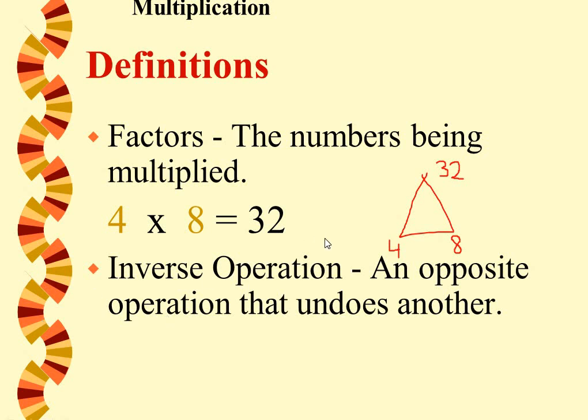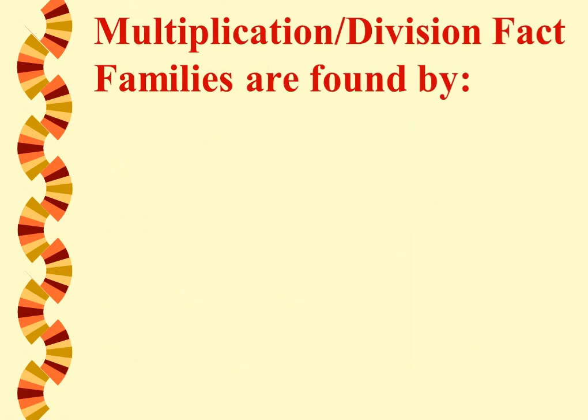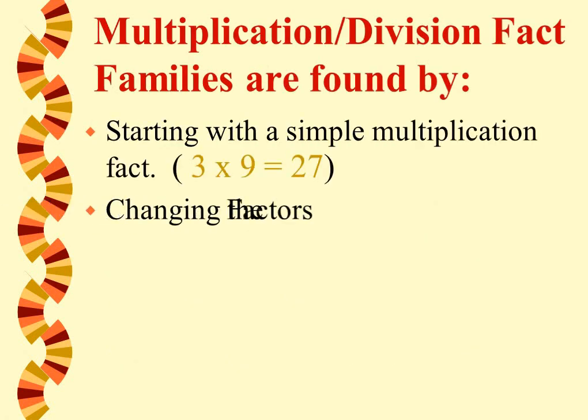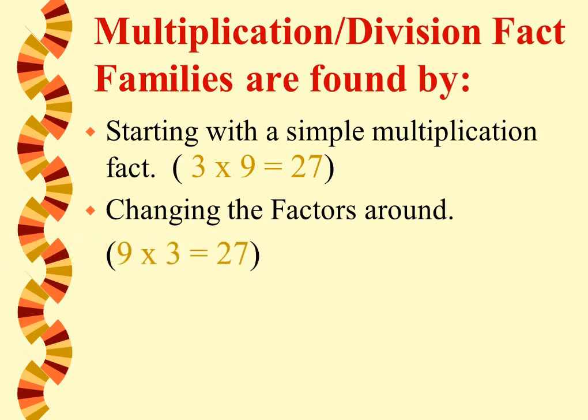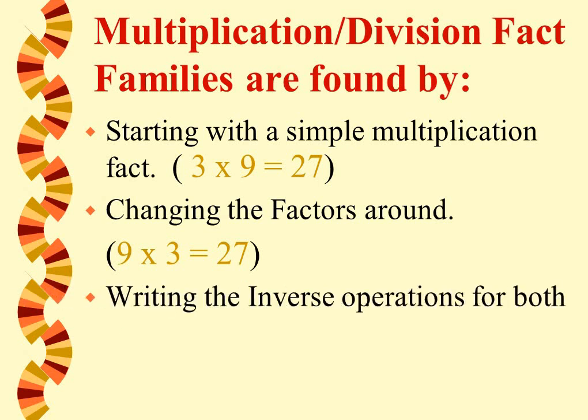Now, how to show the relationship between them? It can be represented by the multiplication and the division process. You can notice that, for example, 3 times 9 equals 27. We can say that 9 times 3 equals 27. This is another operation. Now, 27 divided by 9 equals 3, and 27 divided by 3 equals 9.